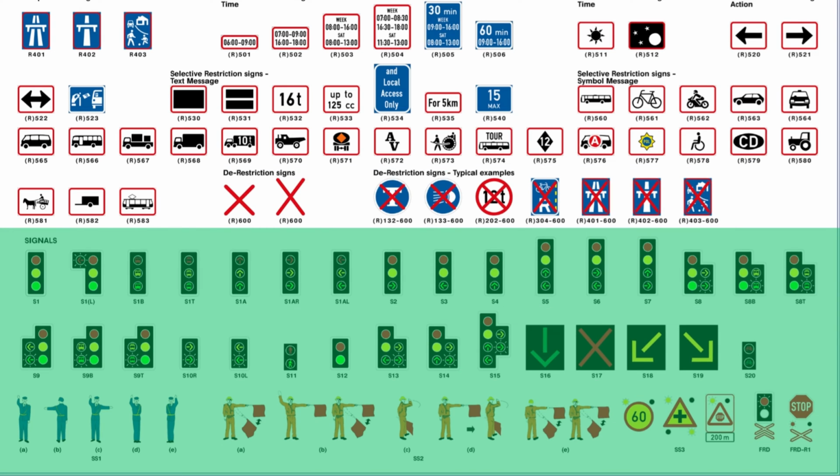Signals are used to convey information to road users. They can be in the form of traffic lights, signs, or markings on the road. Signals can be temporary or permanent, and they can be used to control traffic, warn drivers of hazards, or provide information about road conditions or directions.